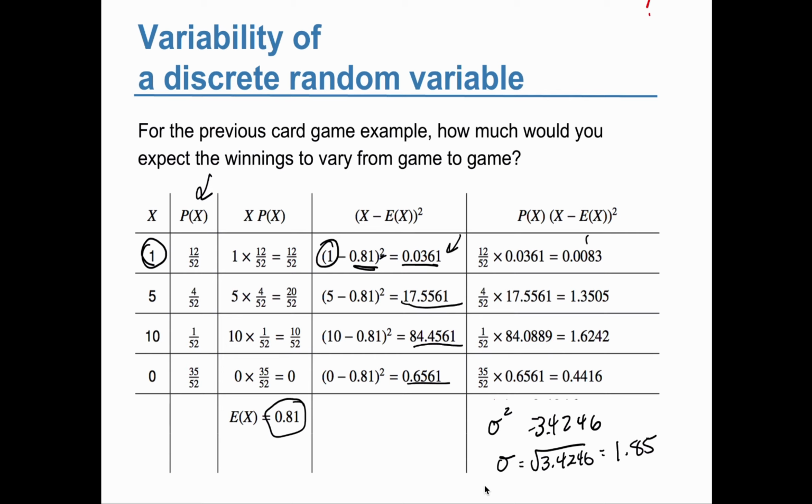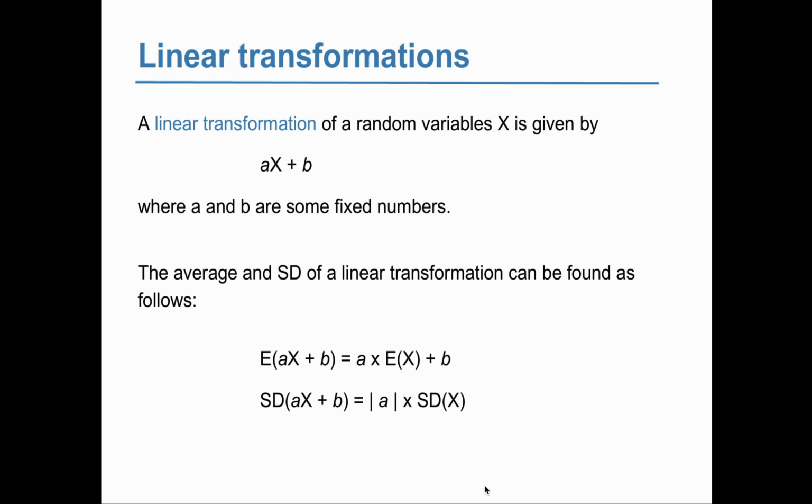So, on average, we expect our winnings to vary by $1.85 per play. A linear transformation of a random variable x is given by ax plus b, where a and b are some fixed numbers. So when we multiply a random variable by a number and when we add a constant, the expected value of a linear transformation works the same way.